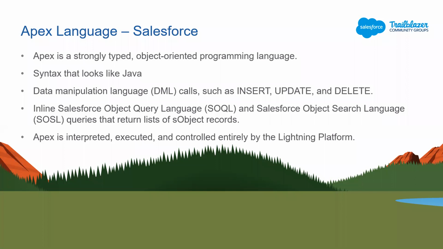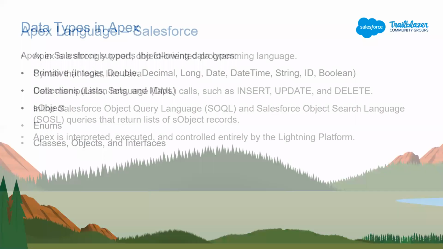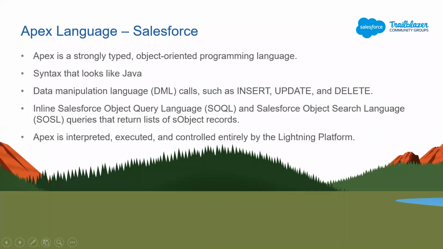which are Salesforce Object Query Language and Salesforce Object Search Language respectively, which are used to return the list of sObject records in Salesforce. Now Apex is interpreted and executed on the Lightning platform because it's a language by Salesforce. So everything is done on the Lightning platform itself.